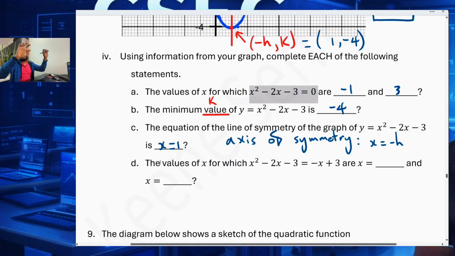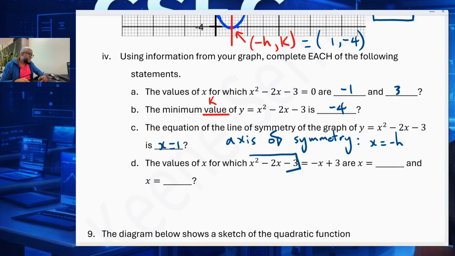I want the values of x for which the same quadratic we're dealing with above is equal to a linear equation. So we have a quadratic curve and a linear equation here, which is actually going to be a straight line.